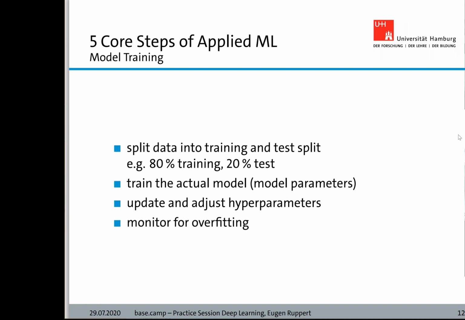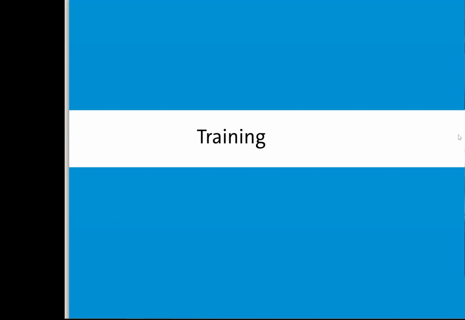After you've done this, you train the actual model on the training data. This gives you the model parameters. And in the process, you also update and adjust your hyperparameters. And while doing all of this, you need to monitor your model for overfitting. Overfitting is where the model performs very well on the training data, but cannot generalize to give you a good performance on the test data. Okay, so this would be the general approach for practical machine learning.